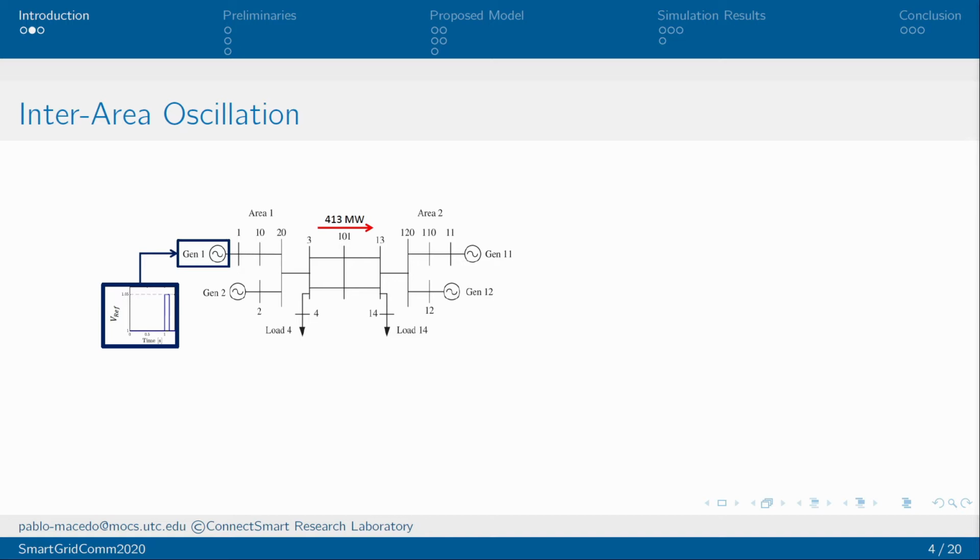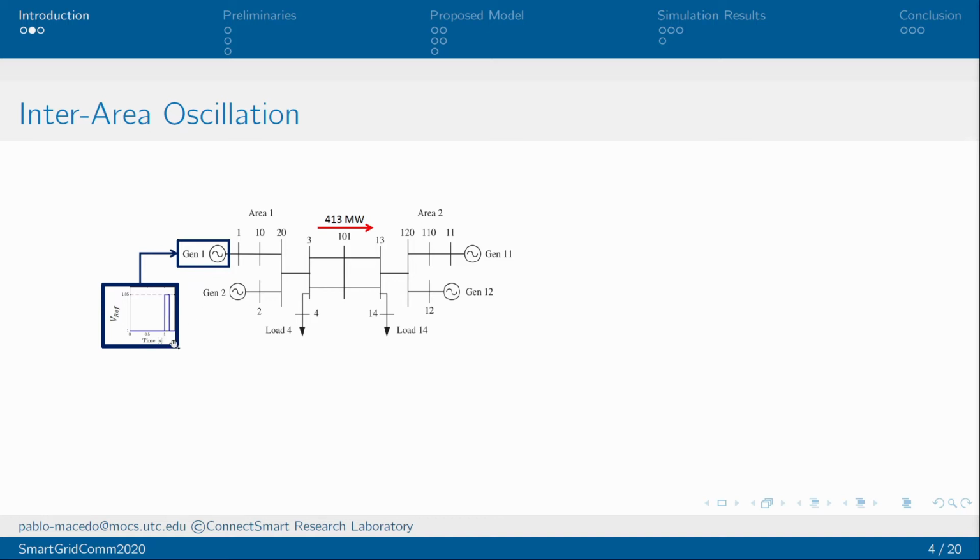In this work, we address specifically what we call inter-area oscillation. This figure illustrates the 11 bus 2 area system from Kundur. Initially, the system is in steady state, and there's a power flow between area 1 and area 2 of 413 megawatts. At time t equals 1, there's a change of 5% in the voltage reference in machine 1, which lasts for 12 cycles.